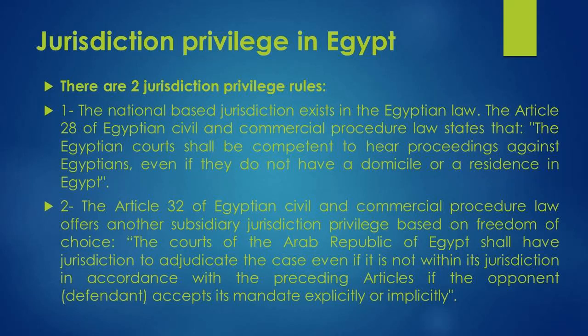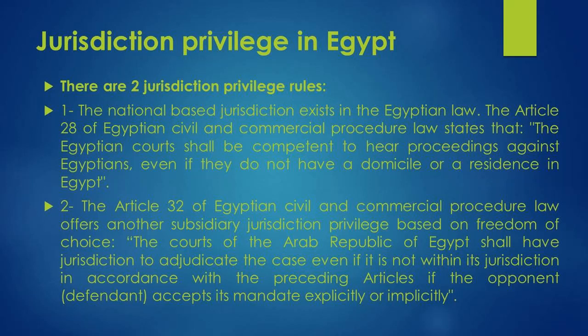So here, if I want, for example, to make anyone come to Egypt to be judged in Egypt, it will be possible. But if you're a plaintiff, you don't care. So this is about Article 28. We have an additional rule concerning the freedom of choice. And this is the final jurisdiction privilege, which is the freedom of choice.